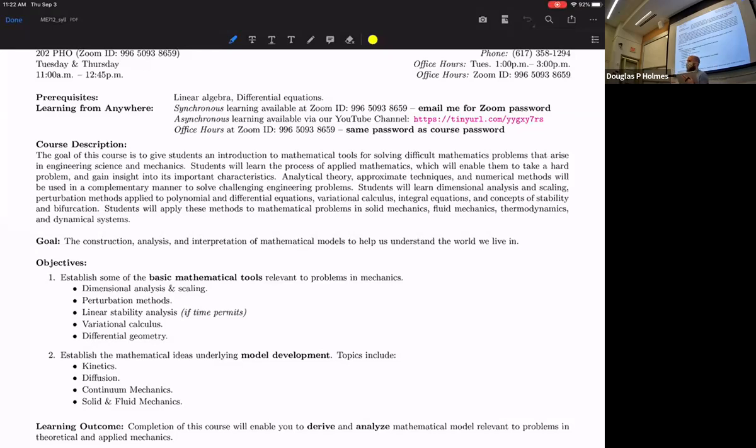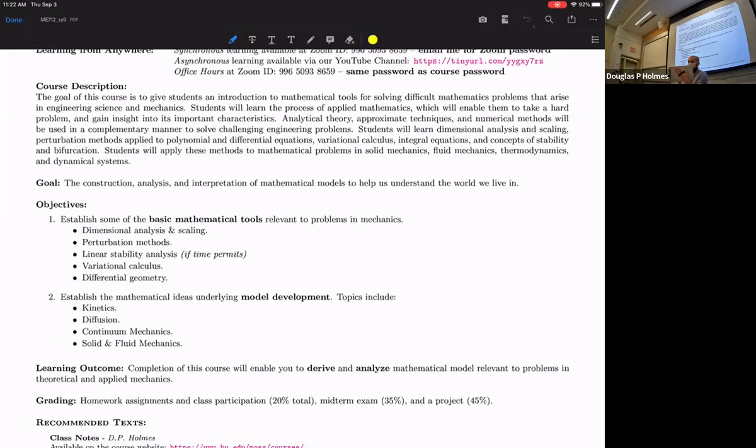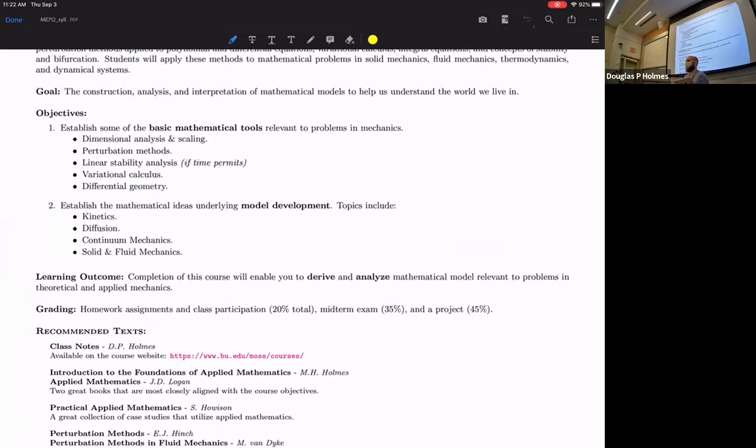I'm going to try really hard to keep these mathematical tools tied to problems that are relevant to people studying mechanics. To me, that means things like kinetics, diffusion, various problems in continuum mechanics, solid mechanics, fluid mechanics, providing examples and ways of working things through that connect to things that you might encounter in your research.